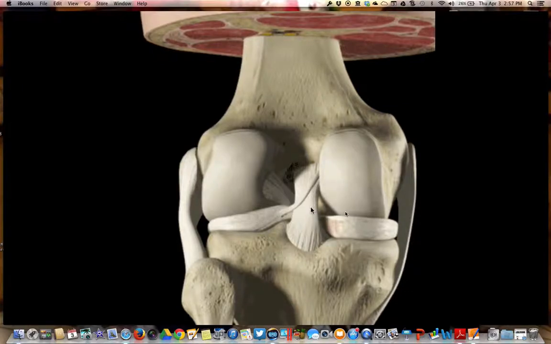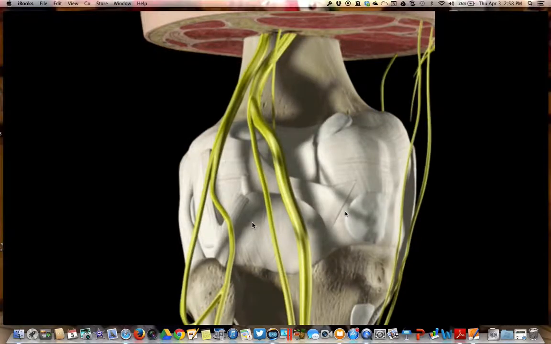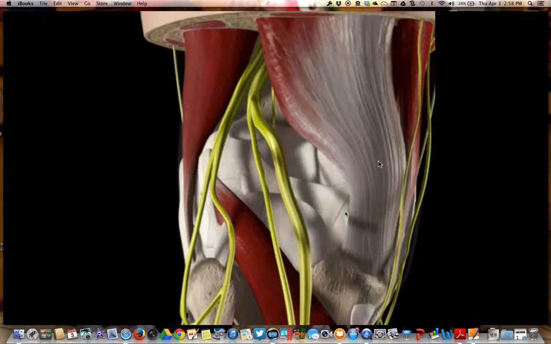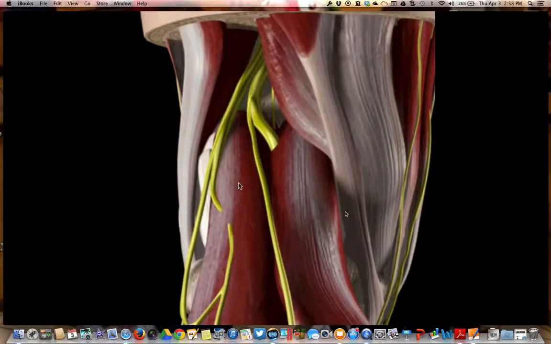the posterior cruciate ligament, the condyles of the femur, both lateral and medial, the medial and lateral posterior horns of the menisci. As we add layers here, we will see how these sit on top of the tibial nerve and common peroneal nerve, and the popliteus muscle again, and our two heads of the gastroc, medial and lateral.